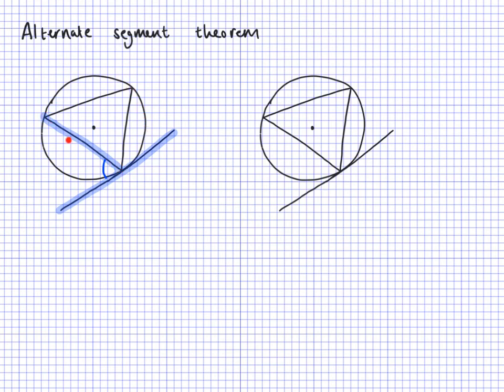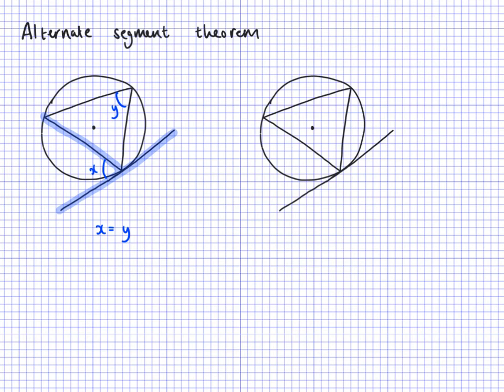So this chord is subtending an angle on this major segment here, and this angle would be equal to this one there, okay. So that would go there. So if I say this is x and this is y, x will always equal y in this situation.